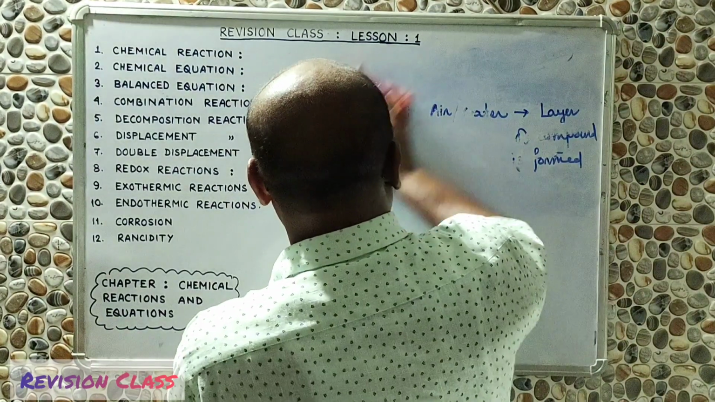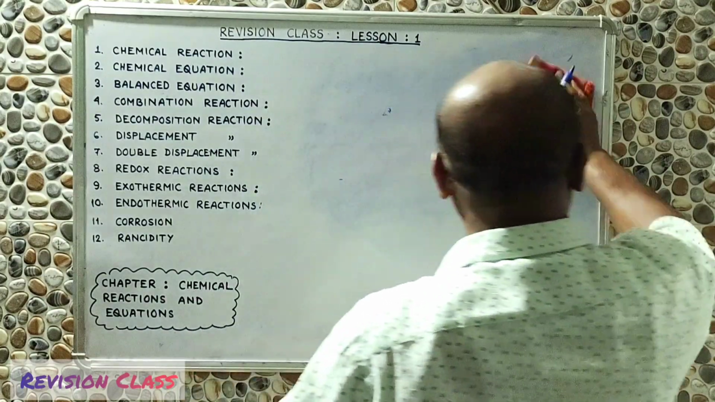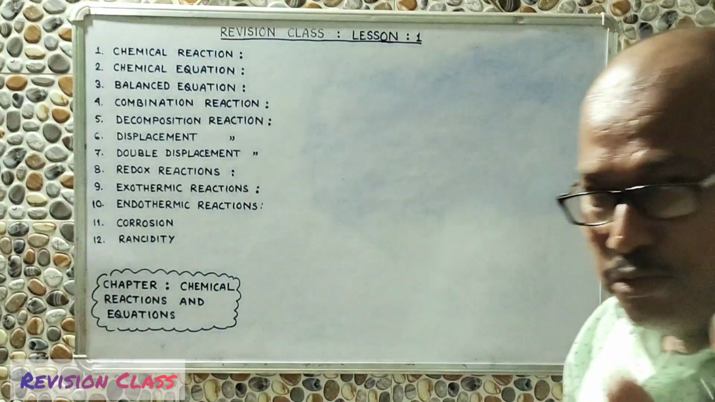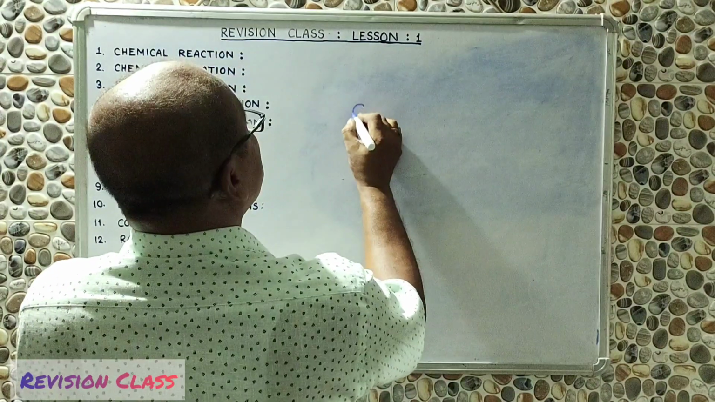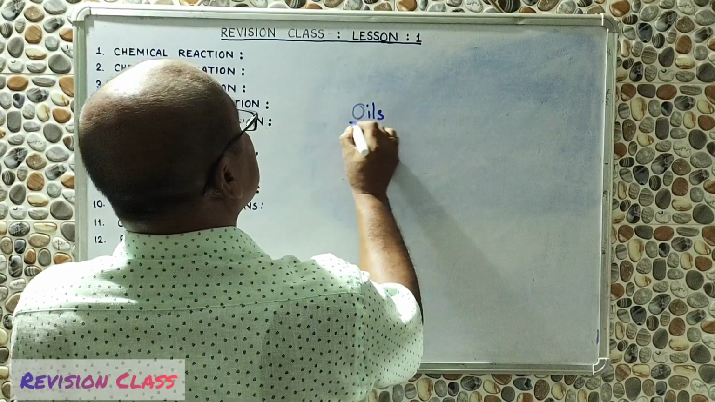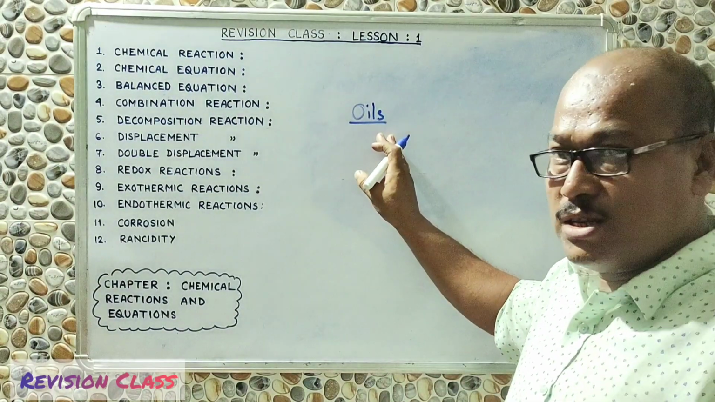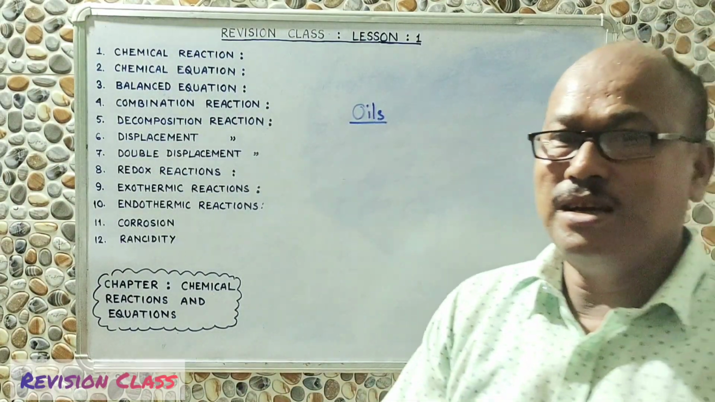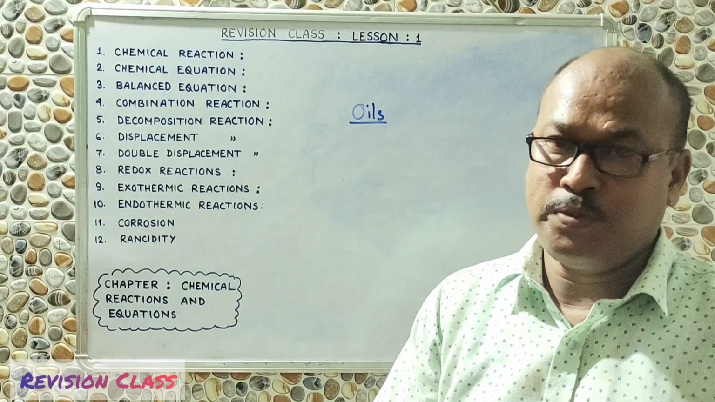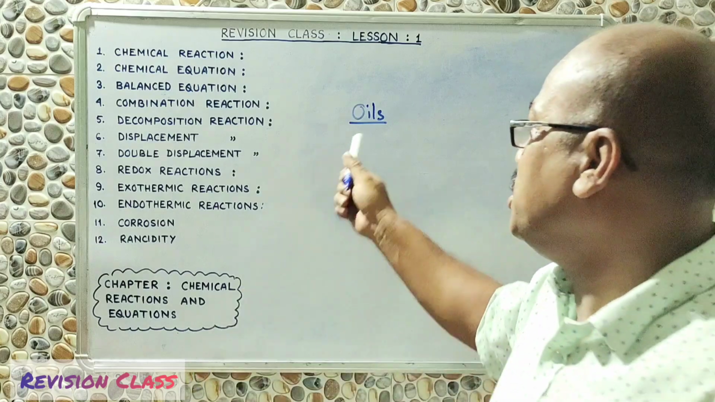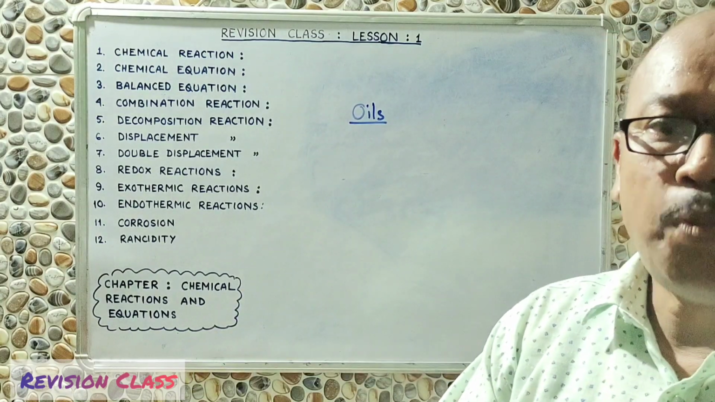Coming to the last point, that is rancidity. What is rancidity? Rancidity is also a kind of chemical reaction. What happens here? The food items which are cooked in oils can easily react with atmospheric oxygen, and as a result the food items cooked in oil are spoiled.